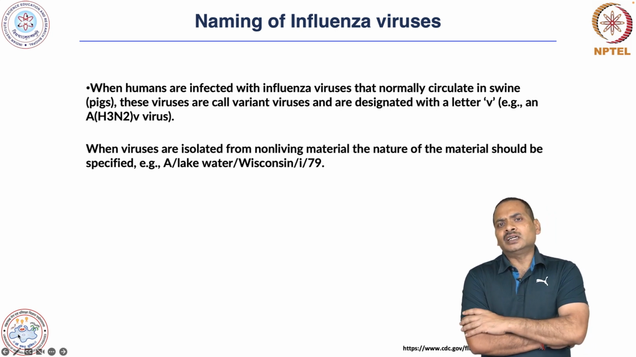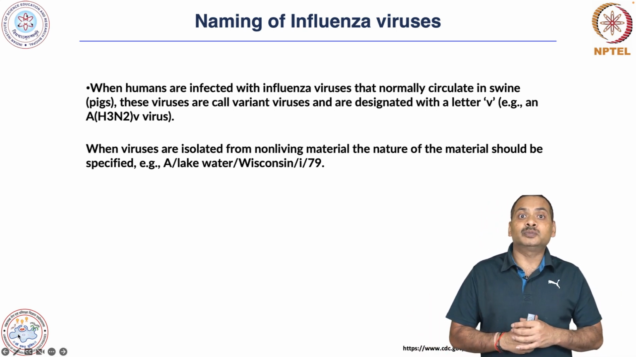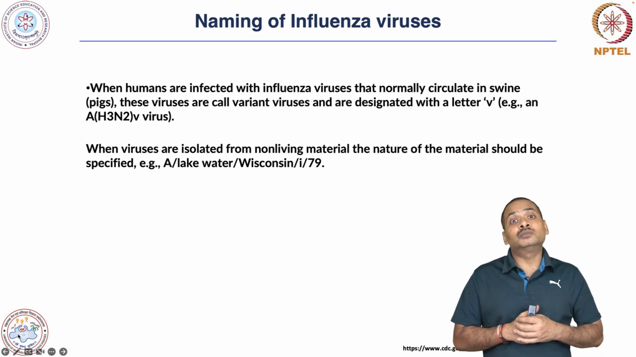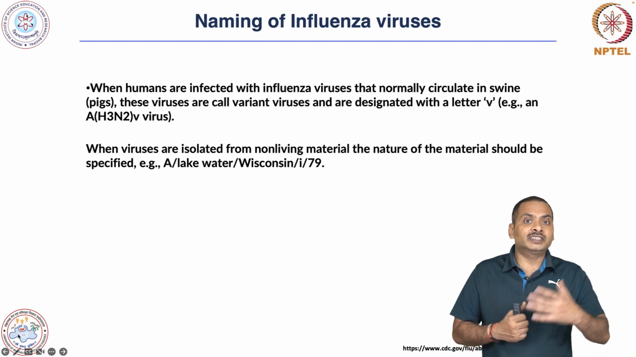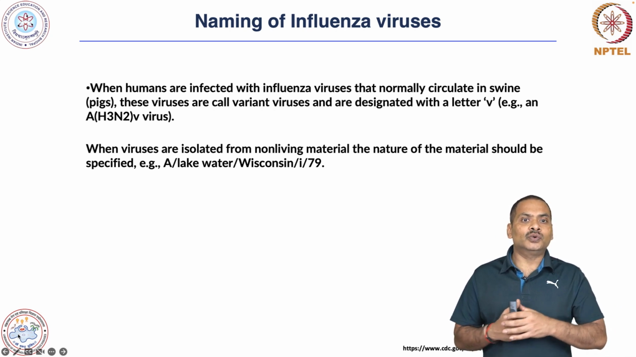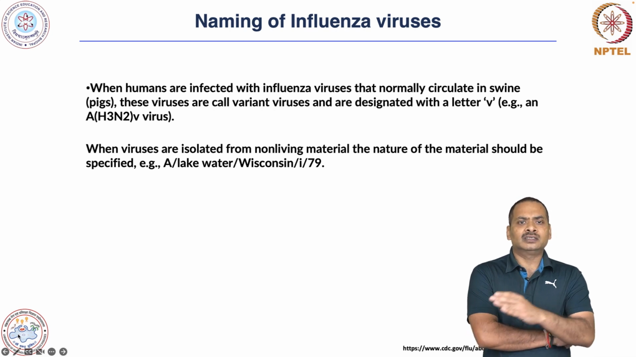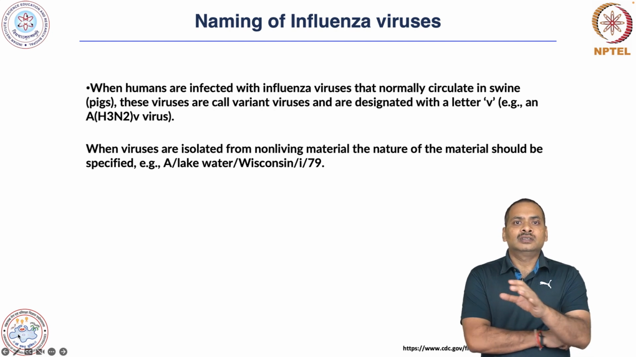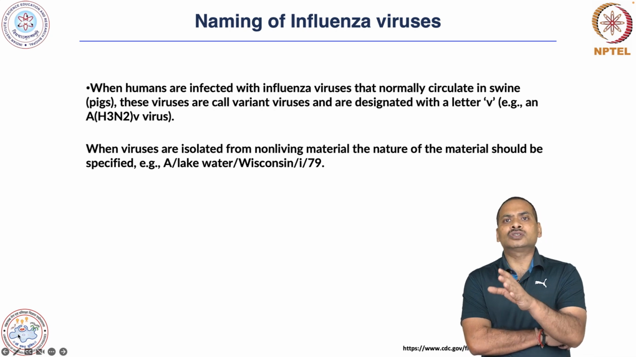When viruses are isolated from a living host, generally these viruses are present in that host. But when a virus is isolated from non-living places, for example the lake, then we write it like the type of virus and lake water. Here you can see an example: lake water Wisconsin 179.